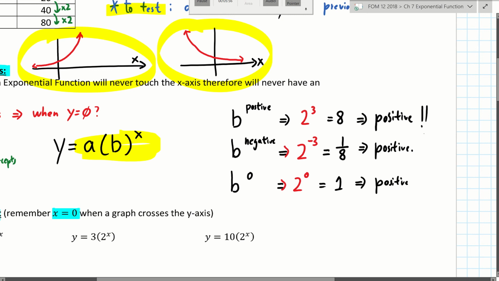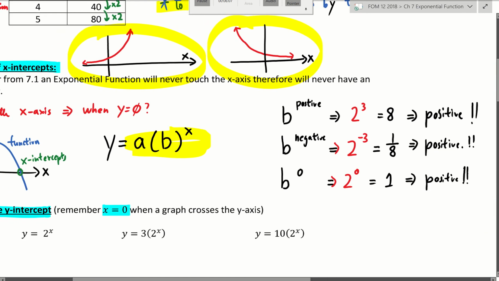Right? Can you see that? So no matter what you do, our function never crosses to the negative area. It's always in the positive area, no matter what x is. So we can never actually cross the x-axis. So therefore, one of the features of the exponential function is it has no x-intercept. Like you just don't have any.